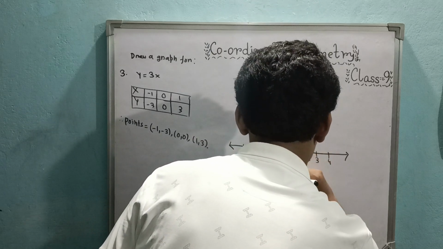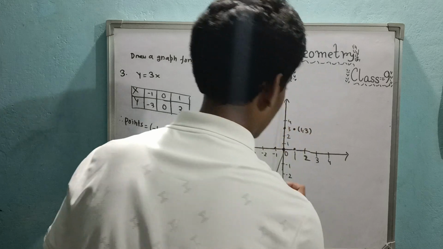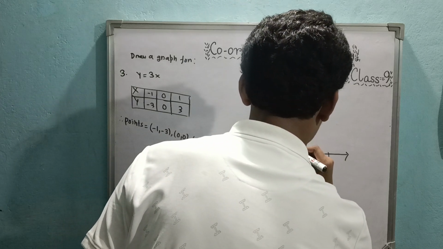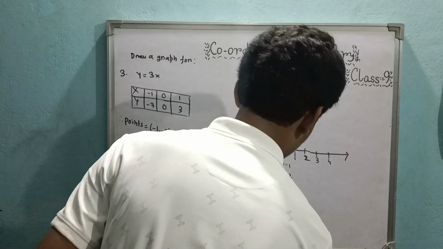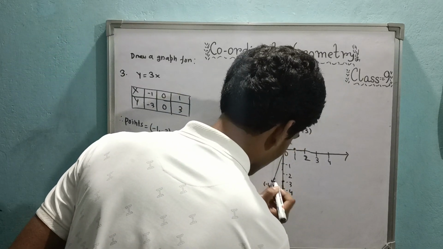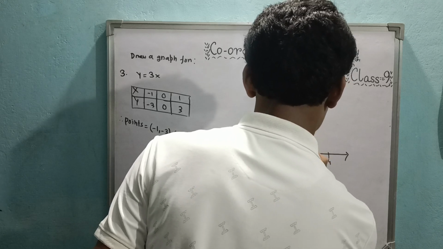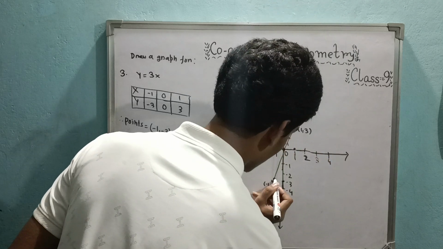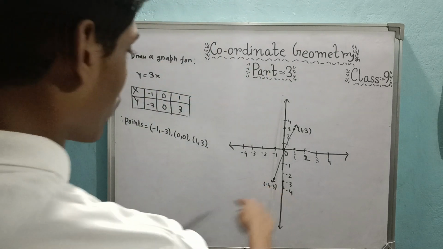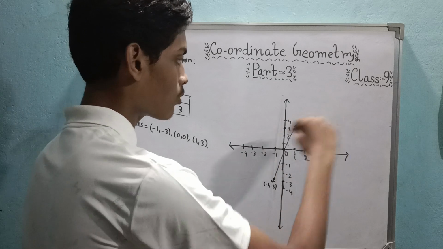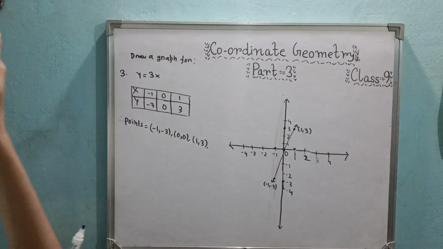Let's join them by means of a straight line, which I don't know how to draw ever. Oh, come on. Yeah, I can. I know how to draw. Just trying to increase it a little bit, then marking the points. So this line, which you see between the points -1, -3, 0, 0 and 1, 3, the collinear line, is the graph for the equation y equal to 3x.